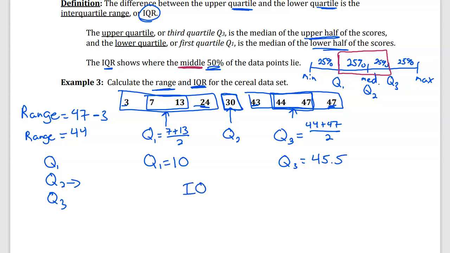So our IQR would be our Q3 minus Q1. So that's 45.5 minus 10. That's 35.5. That is our IQR. In the next video, we'll see what we use all of this for.